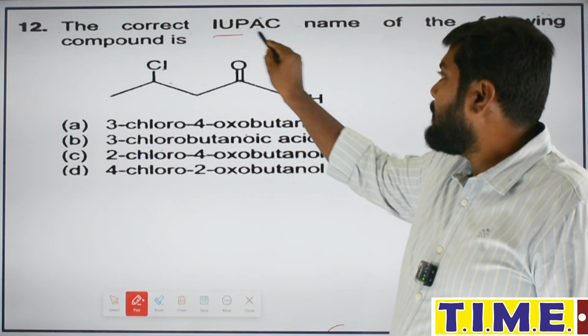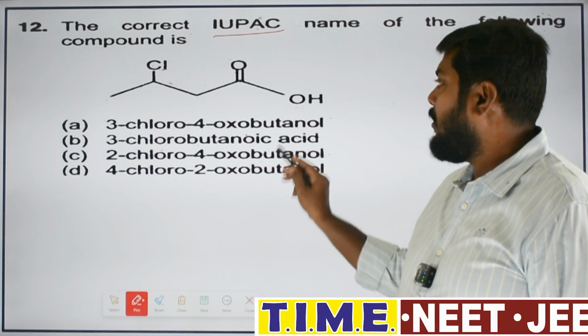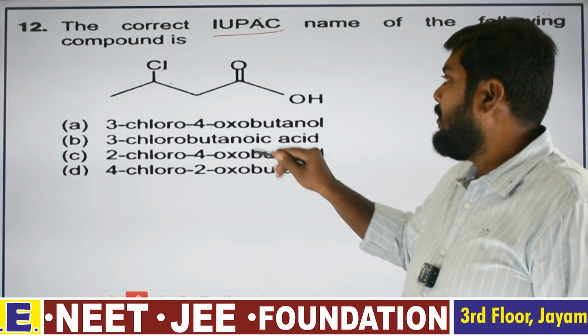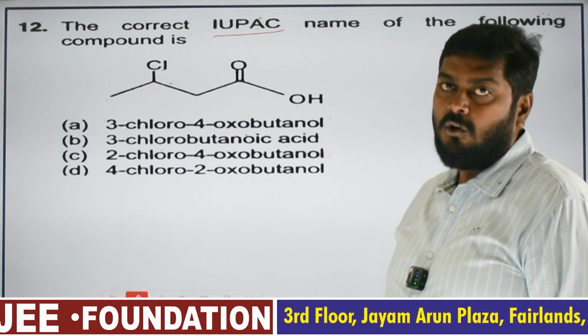In this, we are asked to predict the IUPAC naming, right? So in the compound IUPAC name என்னன்னு கேக்குறாங்க. இங்க நமக்கு என்னெல்லாம் function groups நம்ம ப்ரிப்பேர் பண்ணலாம்? Ketone, alcohol, carboxylic acid. So preferred is carboxylic acid, இல்லையா?